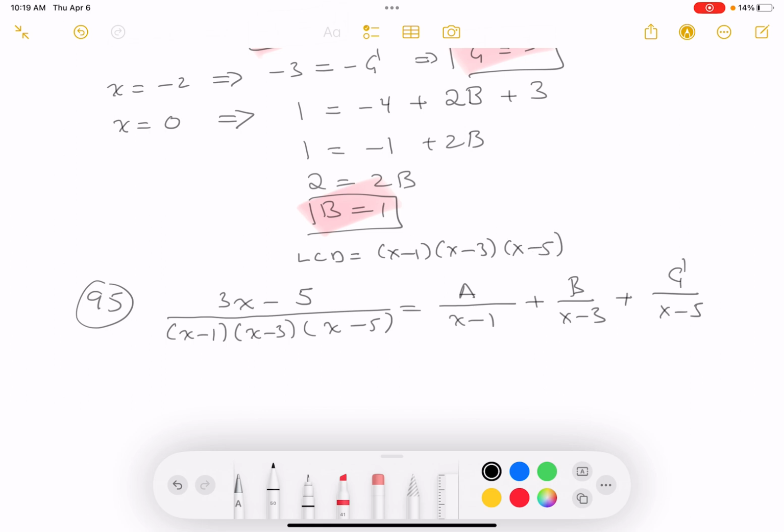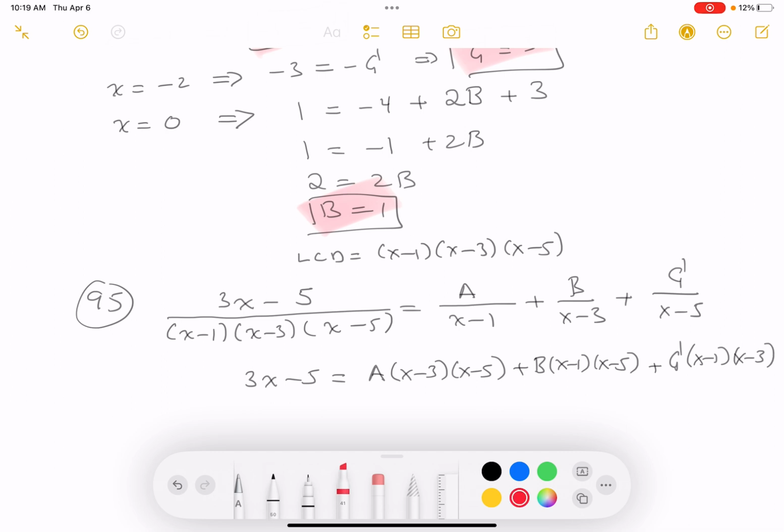If you multiply the left side by the LCD, you get 3x minus 5. The right side would be a times x minus 3, x minus 5. Then you get b times x minus 1, x minus 5. And then you get c, I have to jam that in there, right? Times x minus 1, x minus 3.